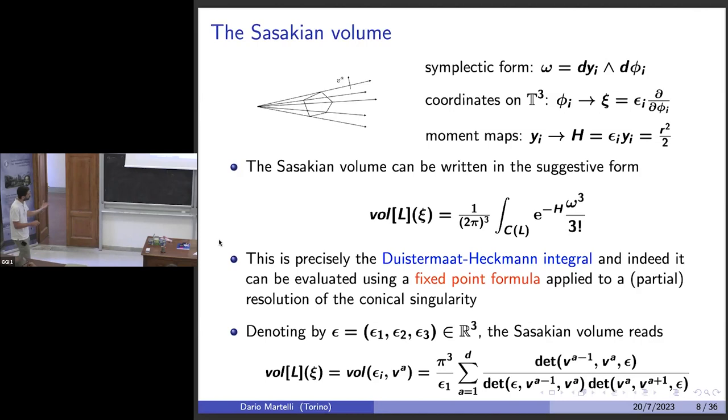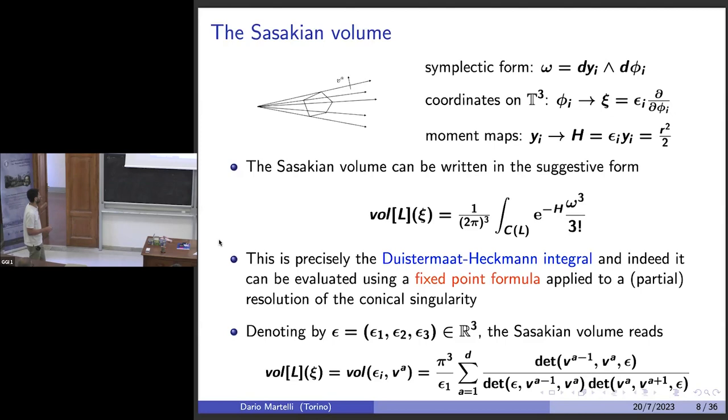It's the volume of a compact five-dimensional manifold, but you can actually, interestingly, rewrite this as an integral over a non-compact six-dimensional cone, and the integral converges thanks to this exponential damping factor. But this is precisely the Duistermaat-Heckman integral, and indeed, it can be evaluated using a fixed-point formula, which one has to apply to a partial resolution. So we come back to this expression towards the end of the talk, or a bit earlier.